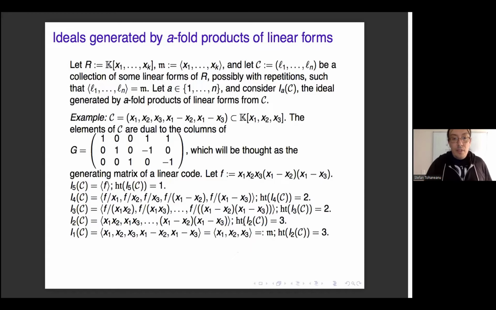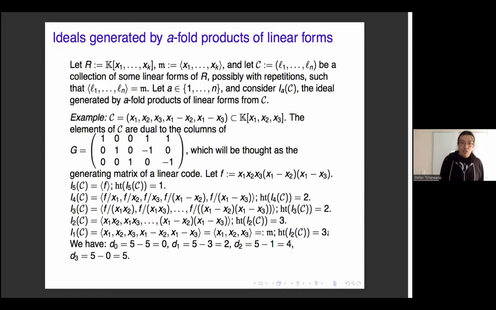So even from this, we see that 2 is the maximum value for each. Here, it's a typo, it should be a 1. 2 is the maximum value when the height of these ideals is 3, because when we go up to A being 3, we drop the height to 2, right? So that will tell us that the minimum distance is 2, by what we discussed before.